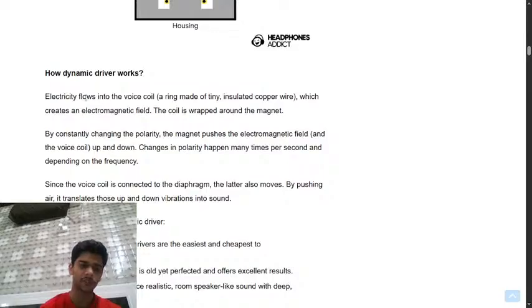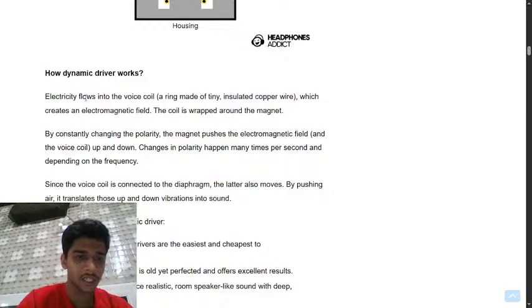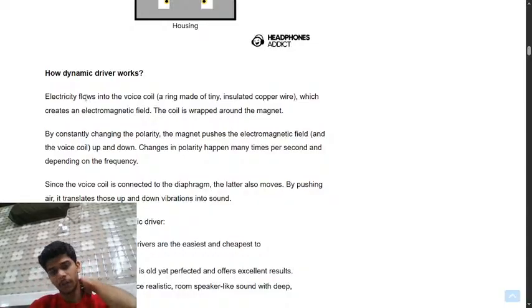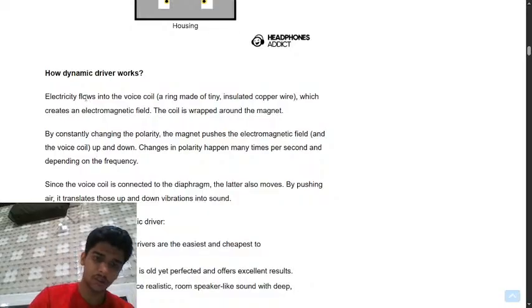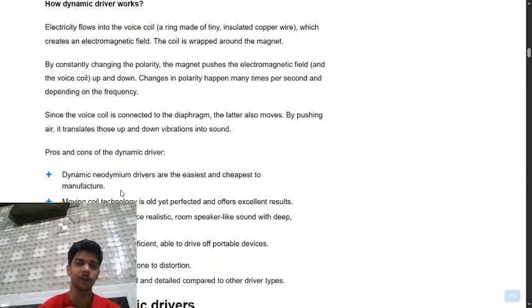This is how dynamic drivers work. Electricity flows into the voice coil, which creates an electromagnetic field. The coil is wrapped around the magnet, and by constantly changing the polarity, the magnet pushes the electromagnetic field up and down. Changes in polarity happen many times per second, depending on the frequency. Since the voice coil is connected to the diaphragm, the latter also moves. By pushing air, it translates those up and down vibrations into sound.